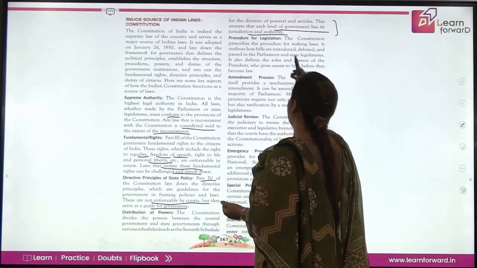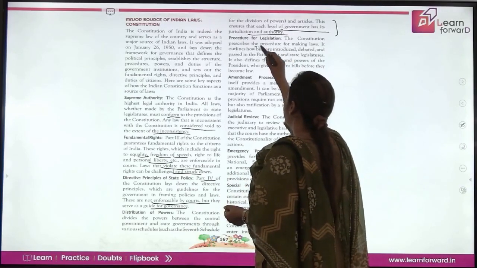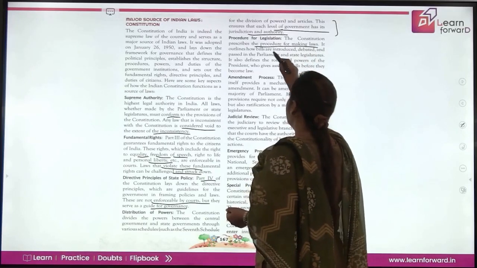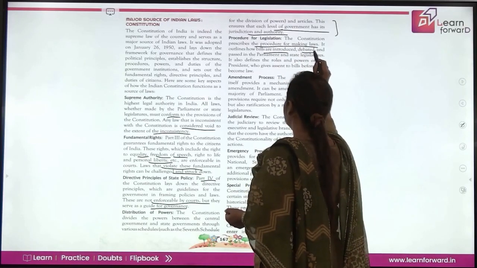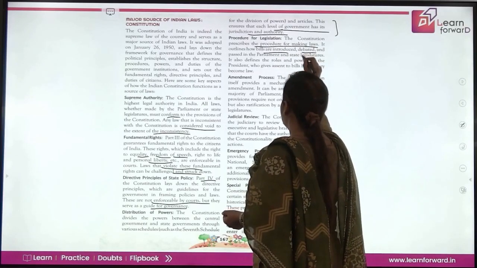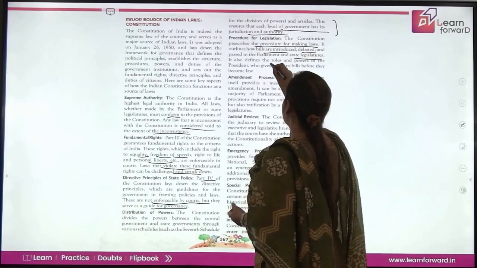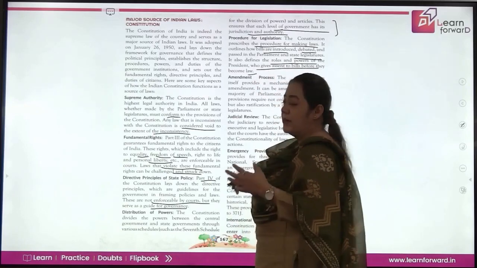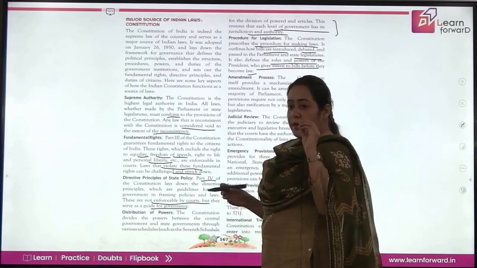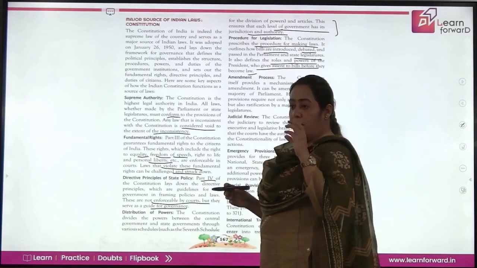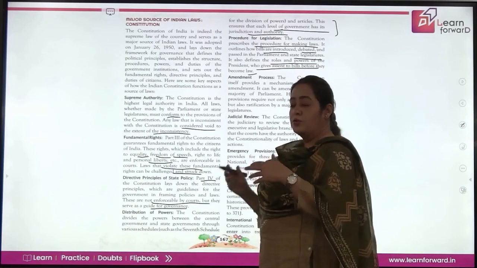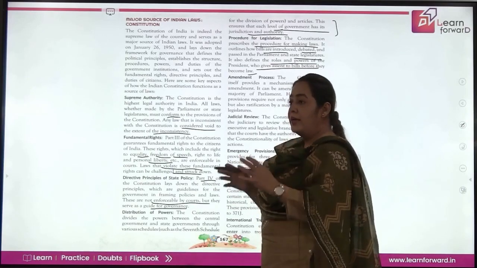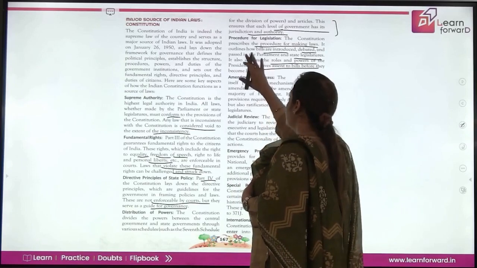Then procedure for legislation. Constitution prescribes the procedure for making laws. It outlines how bills are introduced, debates are done in the parliament, and how state legislature carries it out. It also defines the roles and powers of the president who gives assent to the bills before they become law. तो हमने पढ़ा था लॉ कैसे बनता है, एक बिल कैसे पास होता है, एक टॉपिक पे डिबेट होता है, दोनों सेशंस में डिबेट होता है, उसके बाद फाइनली प्रेसिडेंट का कंसेंट चाहिए होता है. तो ये सब यहाँ मेंशन्ड है.